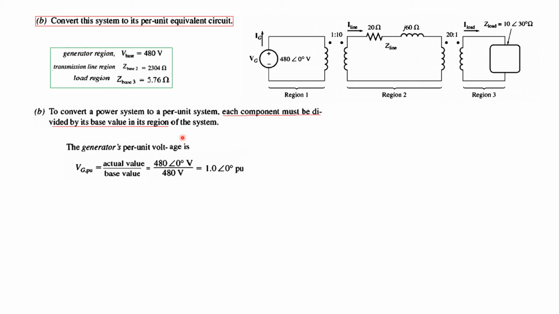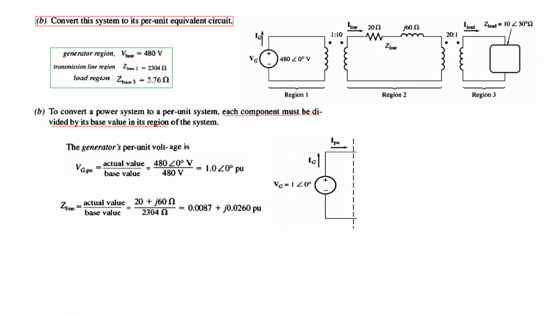Okay, so the generator region, what is the actual value? 480 angle theta, and the base value is 480 volt. So divided by that, the voltage at the generator in per unit will be 1.0 angle 0 per unit. So this, we have converted this. Now we move to the second side. So this is the generator portion. We can write it as 10 pu.